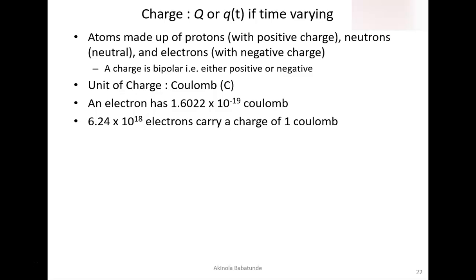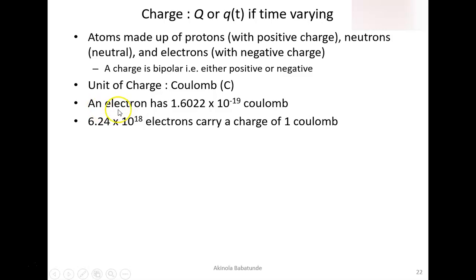6.24 times 10 raised to the power 18 electrons carry a charge of 1 coulomb. So in this particular case, you need not memorize. All you need to do is divide 1 electron by 1.6022 times 10 raised to the power minus 19, and it gives you 6.24 times 10 raised to the power 18 electrons at the end of the day.